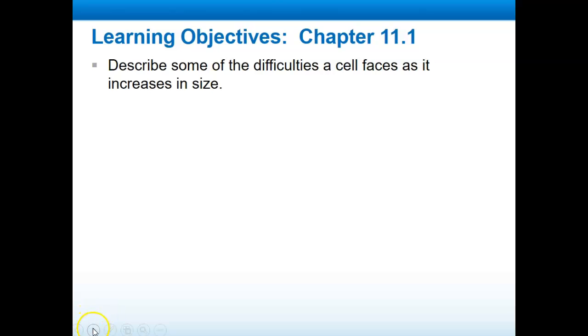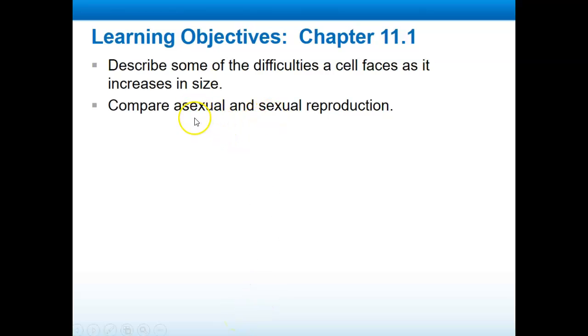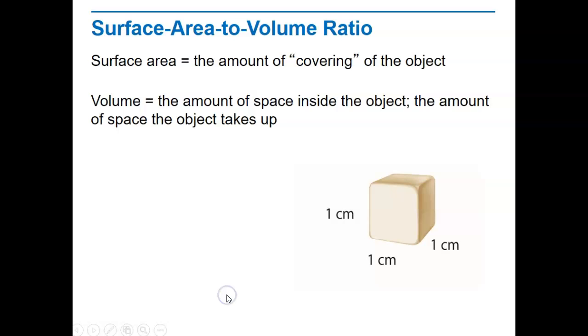And then we also want to figure out the difference between sexual and asexual reproduction. So what's the difference between these, and why do we care? That is what we want to know by the end of this video.